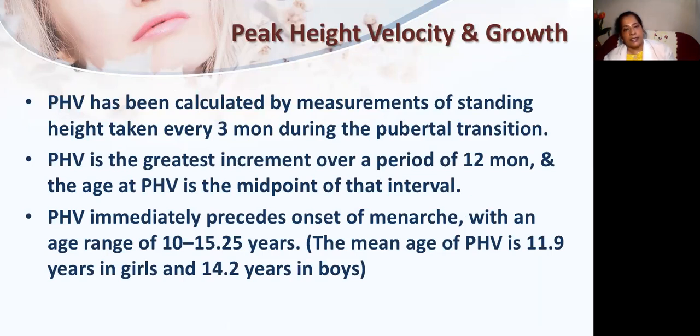Peak height velocity and growth. Peak height velocity has been calculated by measurements of standing height taken every 3 months during puberty transition. It is the greatest increment over a period of 12 months, and the age at peak height velocity is the midpoint of that interval. Peak height velocity immediately precedes the onset of menarche with an age range of 10 to 15.25 years.